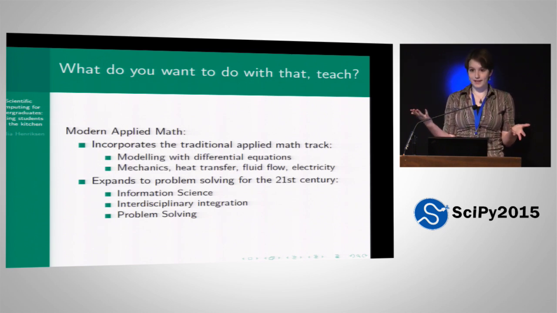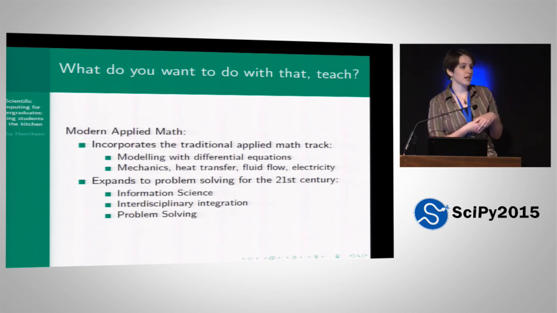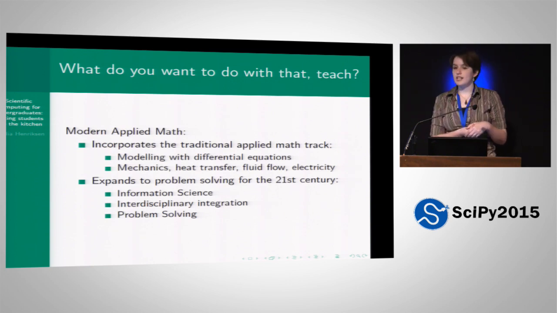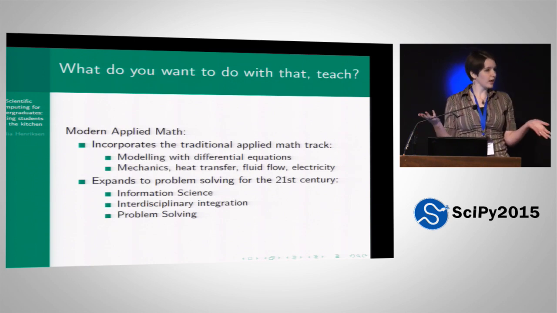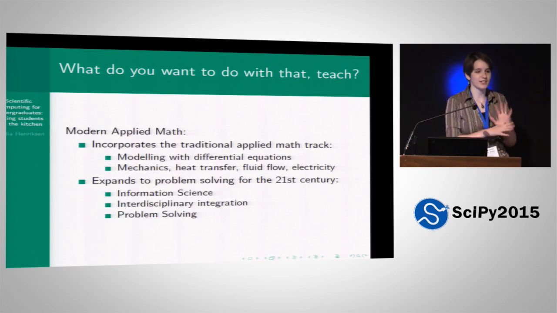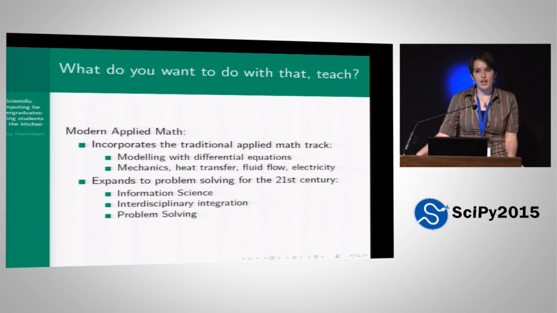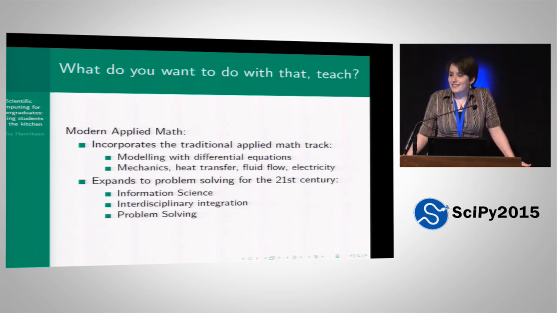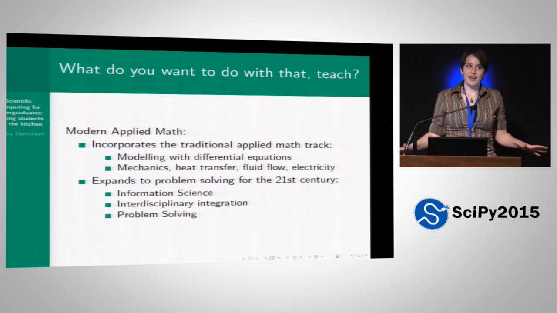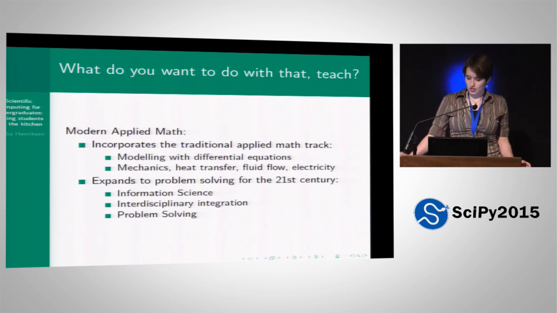So traditionally speaking, a lot of the topics that are covered in applied mathematics courses are modeling with differential equations, kind of the math of physics and engineering, which is very important: mechanics, heat transfer, fluid flow, electricity, all of those, which is great. But I think we all realize that a modern applied math class needs to include more about information science. I mean, we need interdisciplinary integration across all the scientific disciplines, not just physics and engineering.